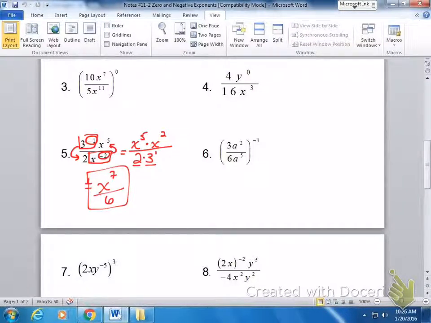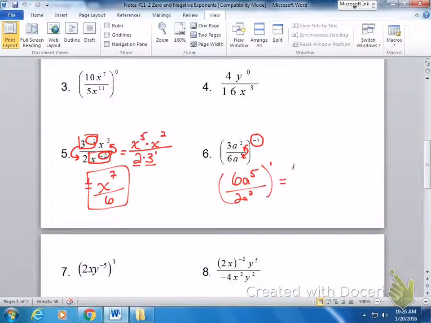Now, number 6 is really just a trick. I'm raising it to the negative 1. So what I do if I have a fraction inside is I flip both of these. So instead of 3a squared over 6a to the 5th, I have 6a to the 5th over 3a squared. And all that now is to the positive 1, which doesn't change anything.